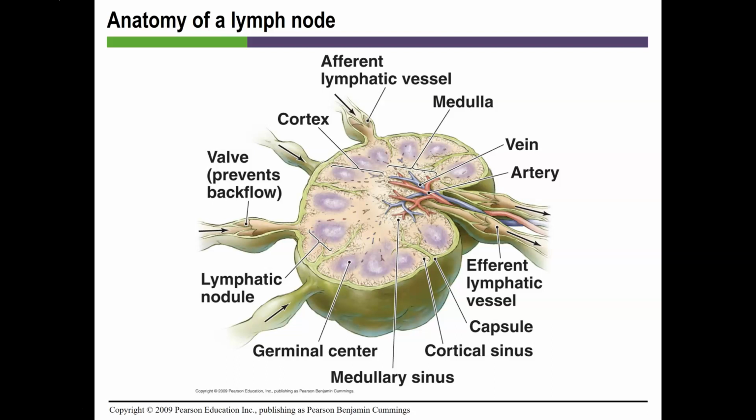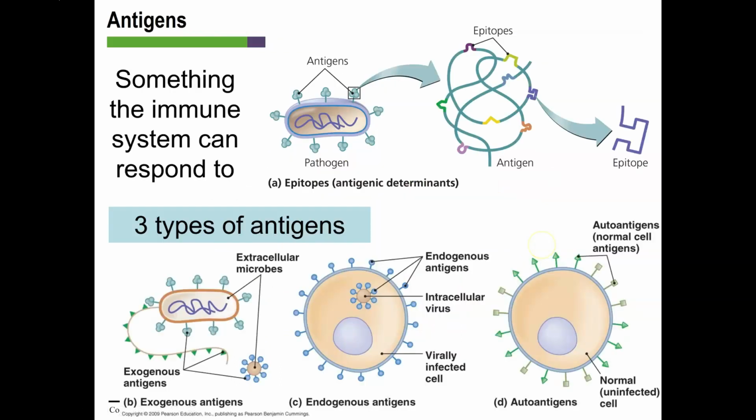Now let's talk about antigens. Earlier, I used that term, and perhaps you've heard that terminology before. We define antigens simply as something that our immune system can respond to. Antigens are often proteins or parts of proteins, but they do not have to be. They can be other types of molecules like carbohydrates or other.